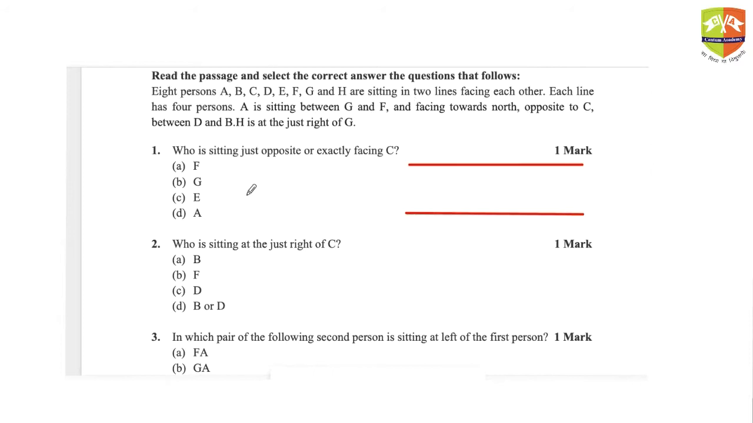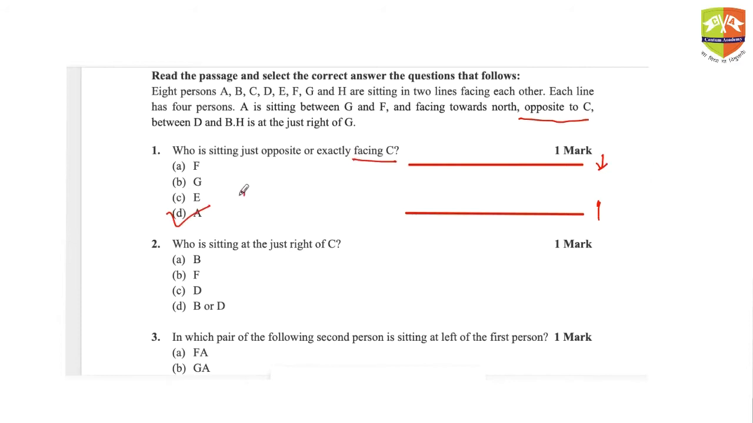Each line has four persons. A is sitting between G and F and facing towards north. So this side is facing towards north and this side is facing towards south. So what has been told to me? It has been written in the question itself that A is sitting between G and F, facing towards north, opposite to C. So who is sitting opposite or exactly facing C is A.